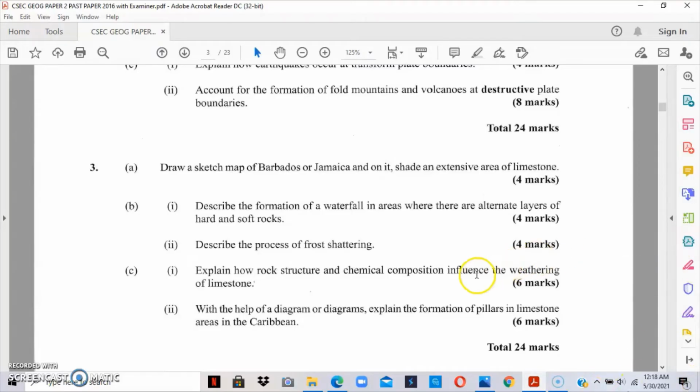Part 2 asks us, with the help of a diagram or diagrams, to explain the formation of pillars in limestone areas in the Caribbean. Now, a pillar is an underground feature, and it is formed when the stalagmite forms directly below a stalactite. So the stalagmite forms on the cave floor and the stalactite forms in the ceiling.